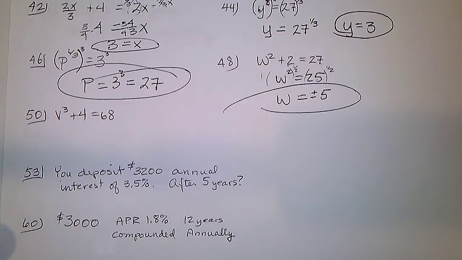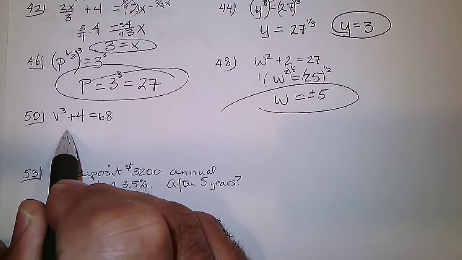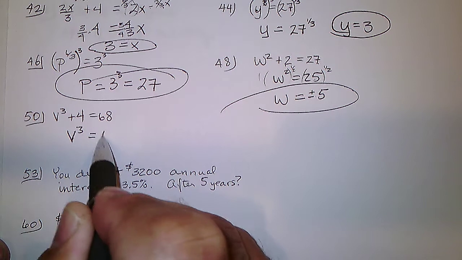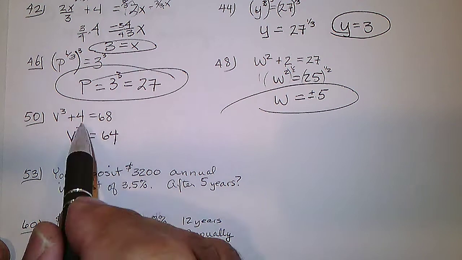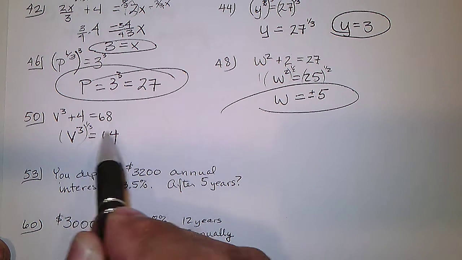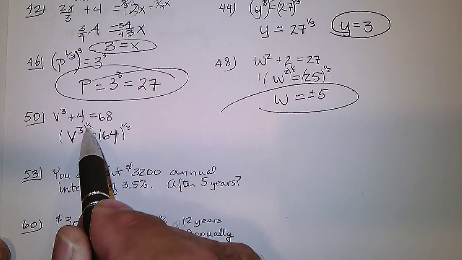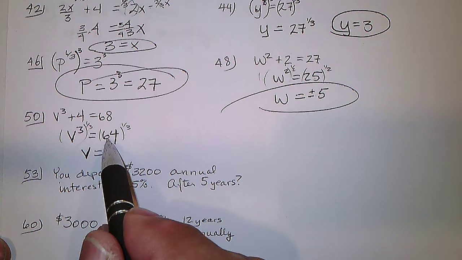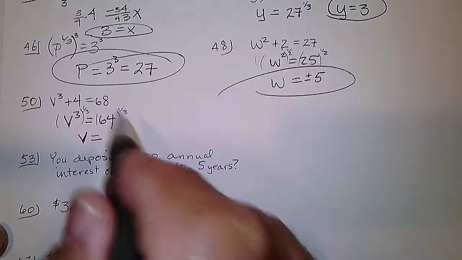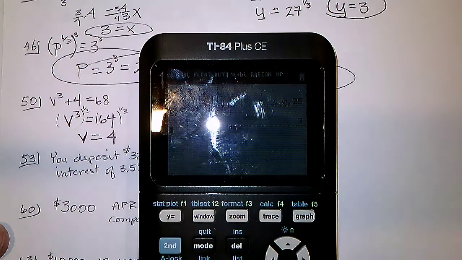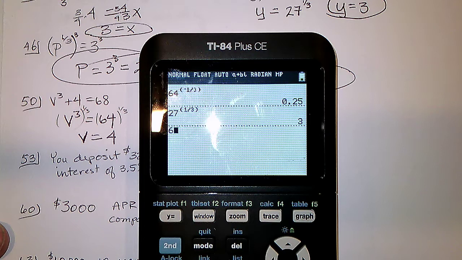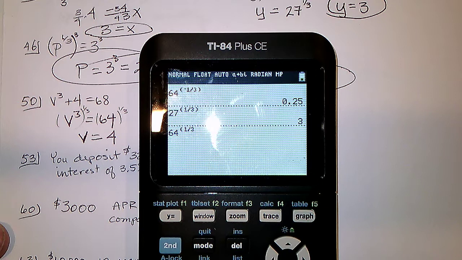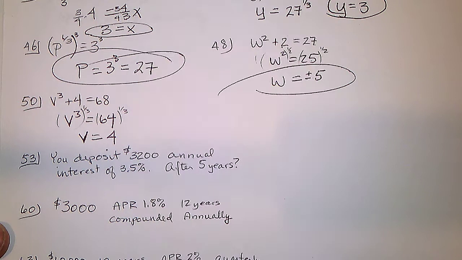Now we go to 50. We subtract 4 from both sides, and we get v to the 3rd equals 64. And then we can take the cube root, or 1/3 power of both sides. 1/3 times 3 is 1, so v equals, and the cube root of 64, we've already kind of figured that out as 4. But we could also type it into the calculator. 64 to the 1 divided by 3 power, 4.